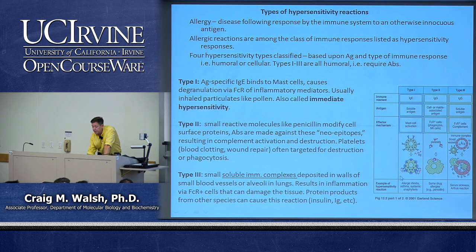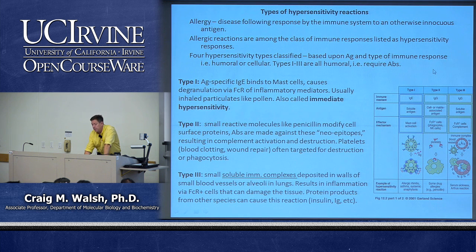And the result of that is that you then can develop hypersensitivity where these mast cells get activated, and I'll go over the details of that in a bit. But some examples of this that we'll talk about are allergic rhinitis, asthma, and then anaphylaxis.